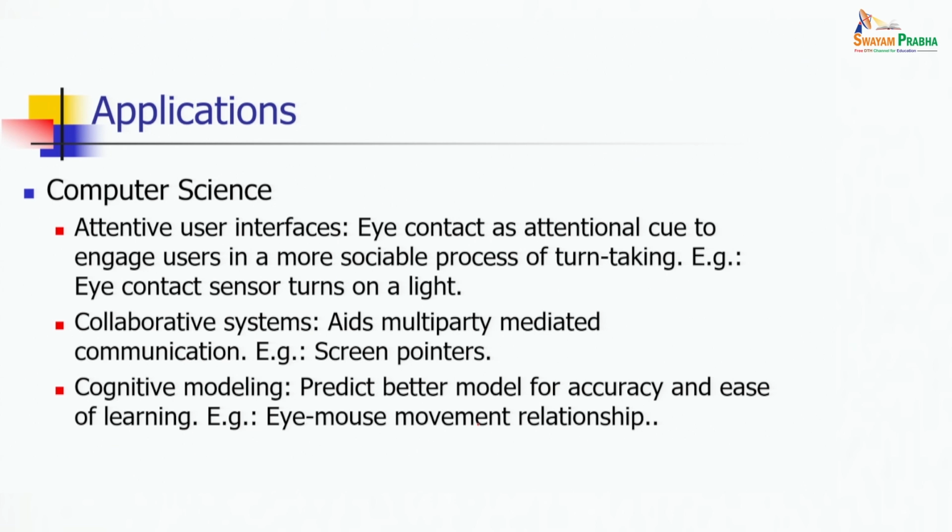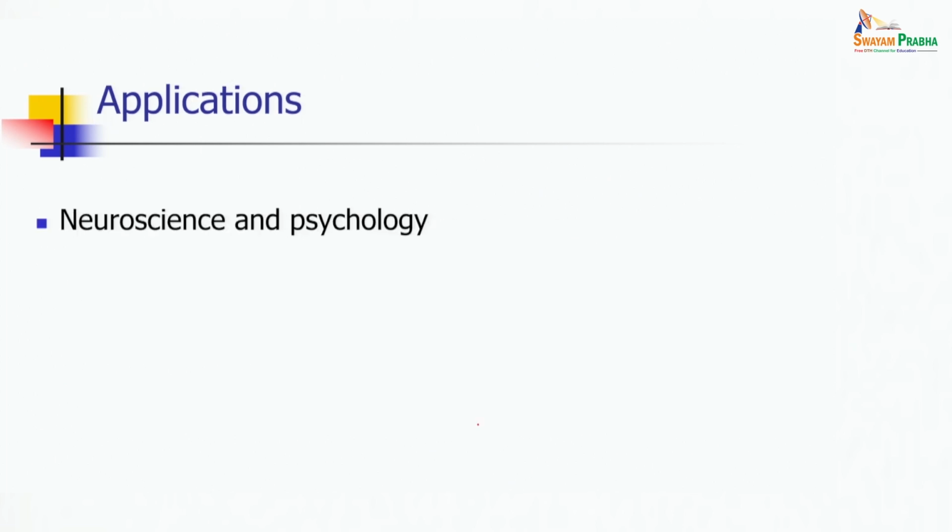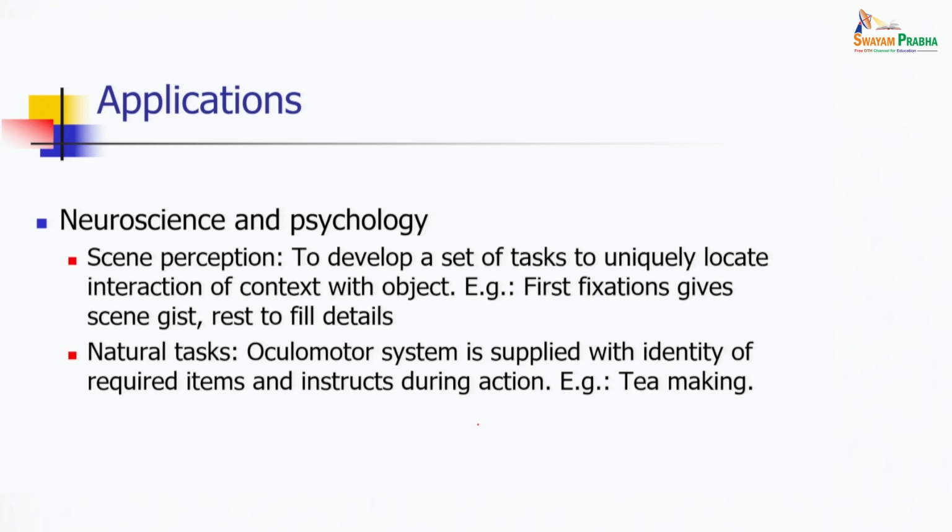Cognitive modeling is one of the major applications, where it can help develop a better model for accuracy and ease of learning. So eye-mouse movement relationships are there. Then neuroscience and psychology, which I just mentioned earlier. For scene perception, it helps develop a set of tasks to uniquely locate the interaction of the context with objects. So fixations can give the gist and rest of the fine detail of the scene.